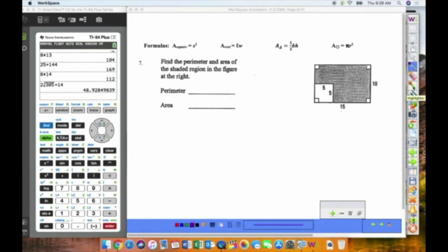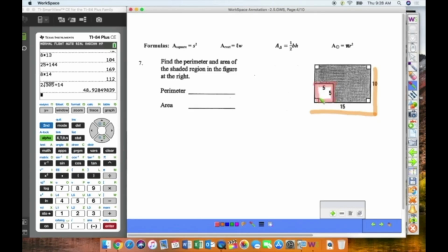Sorry, I grabbed the wrong tool. 10 by 15. Well, the problem is that's not the entire shape. They've got this little dude right in here that's a square, because if this is a right angle and we've got our parallel lines and all of this stuff, that we just pretty much got to assume.